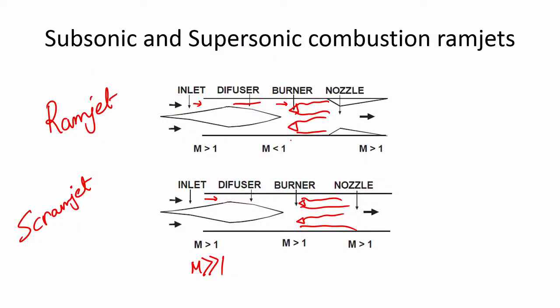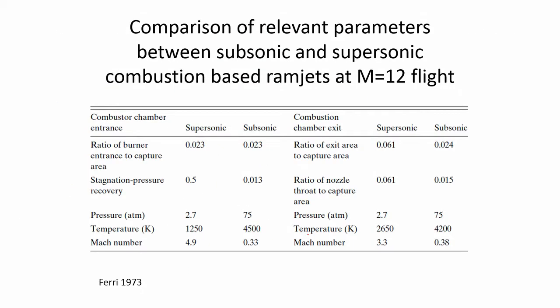Okay. So this is the difference between subsonic and supersonic combustion ramjets, or the difference between ramjets and scramjets. That is, the flow inside the burner in the ramjet is less than Mach 1, and the flow inside the burner in the scramjet is greater than Mach 1. Now why is it so? Why do we need supersonic combustion for high Mach number flights?